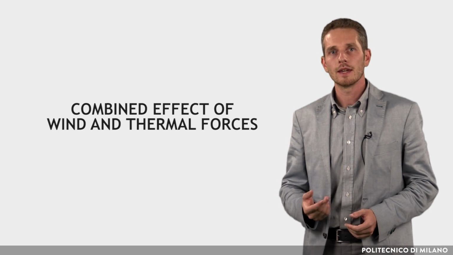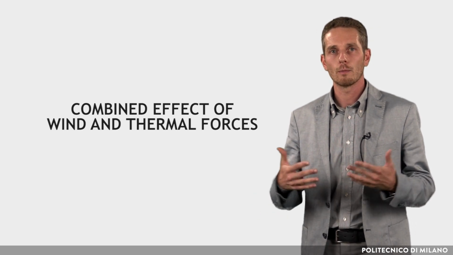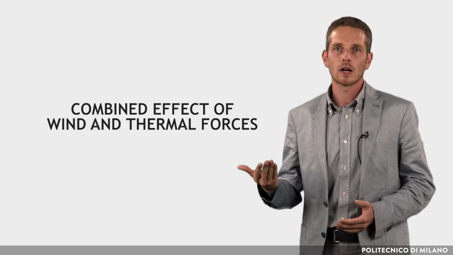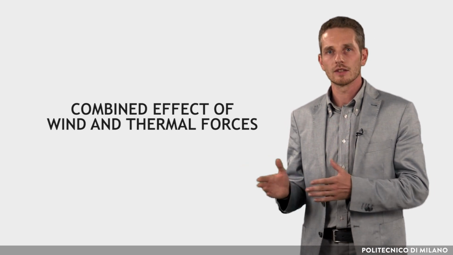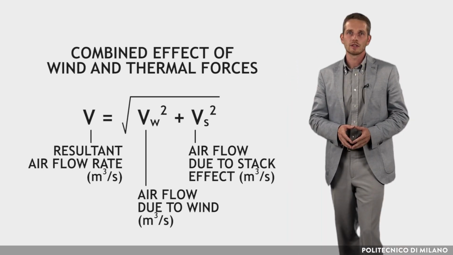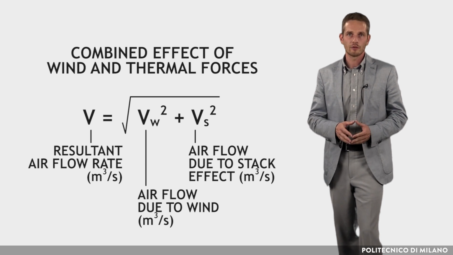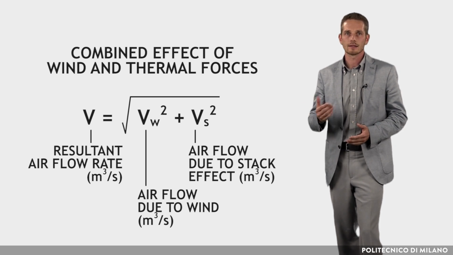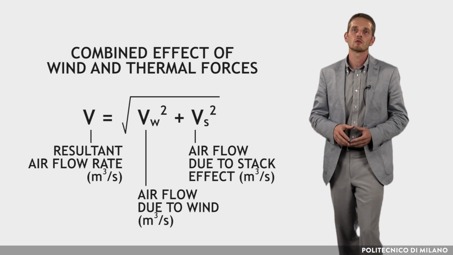The two effects may either reinforce or oppose each other, depending on the direction of the wind and whether the internal or external temperature is higher. When acting simultaneously, the resulting airflow rate through the building can be calculated as the square root of the sum of the two squared airflow rates. In conclusion, stack effect and cross ventilation may widely affect airflow through buildings. Hence, designers should preliminarily evaluate their magnitude also by using the presented methods.